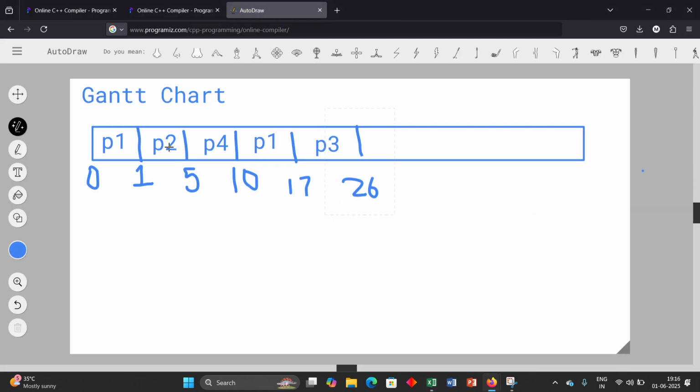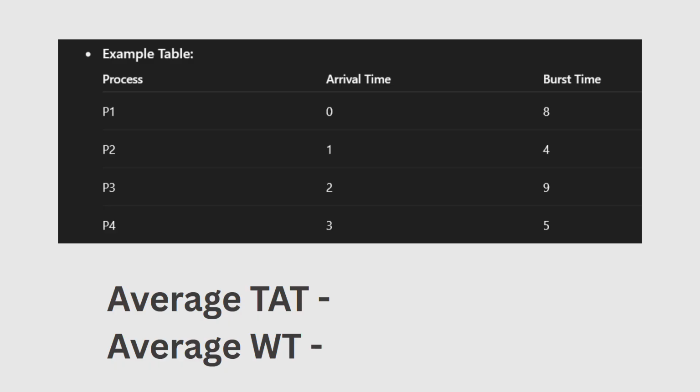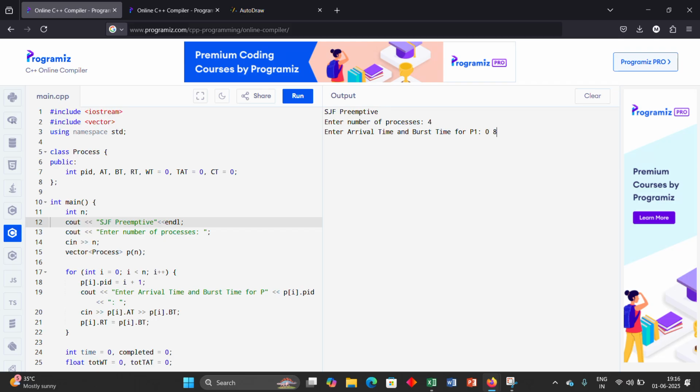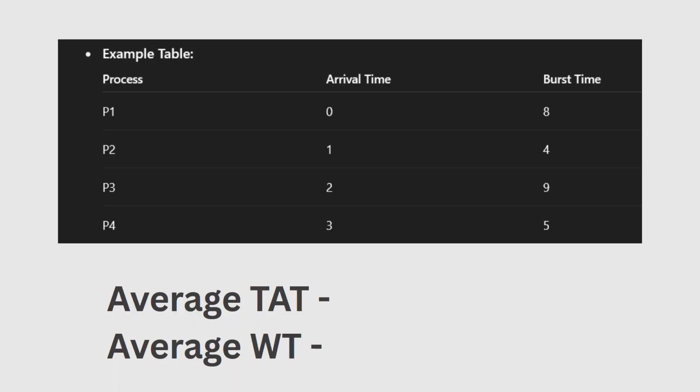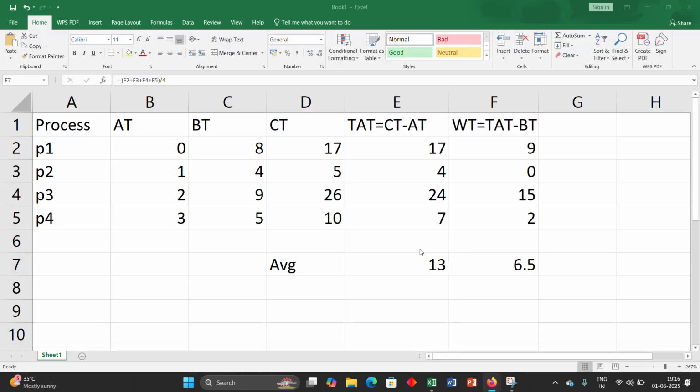Let's again confirm it by running a sample example. So we have four processes. Arrival time and burst time is 0, 8; 1, 4; 2, 9; 3, 5. So we got average waiting time as 6.5 and turnaround is 13. We can verify using our table.